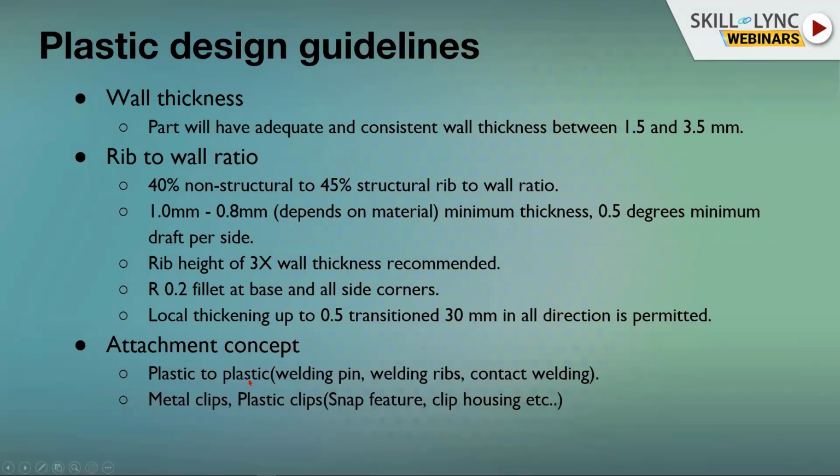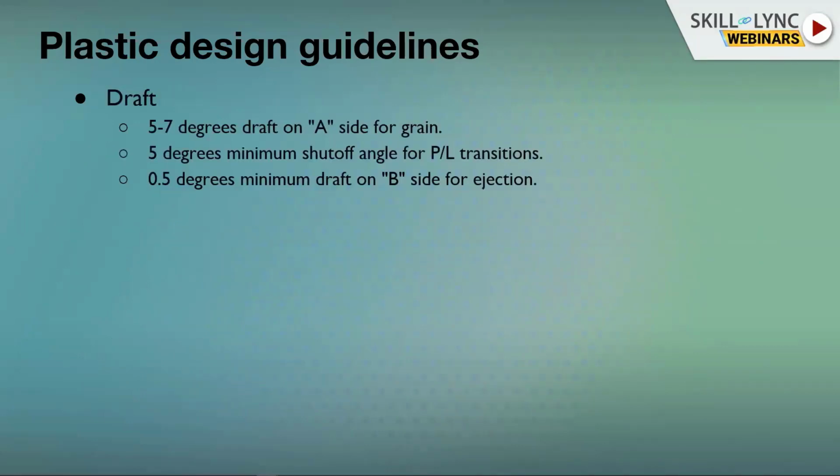And then we also got metal clips, plastic clips like snapping features, clipping houses. And then draft is very important. Like the draft should be 5 to 7 degrees minimum on the A side for graining, and then 5 degrees minimum shut-off angle. If there is a transition in the plastic part, for example, now this is the final part.